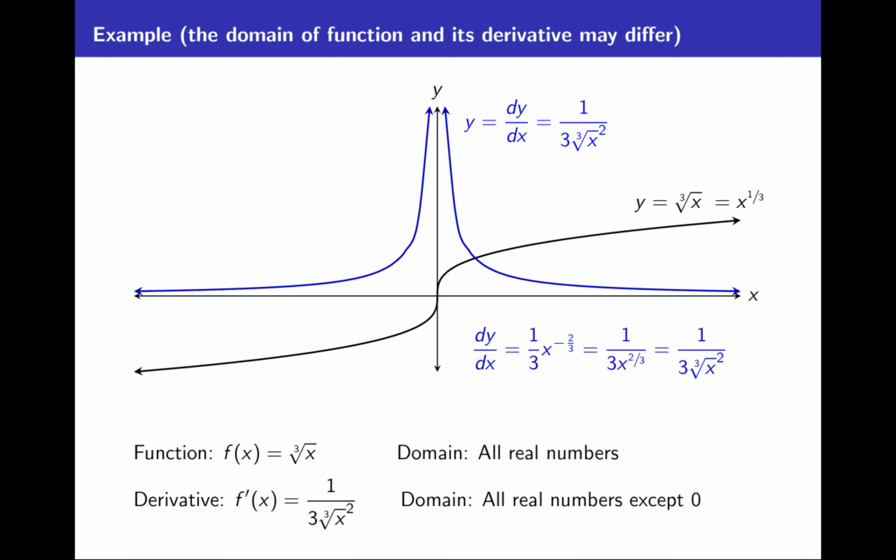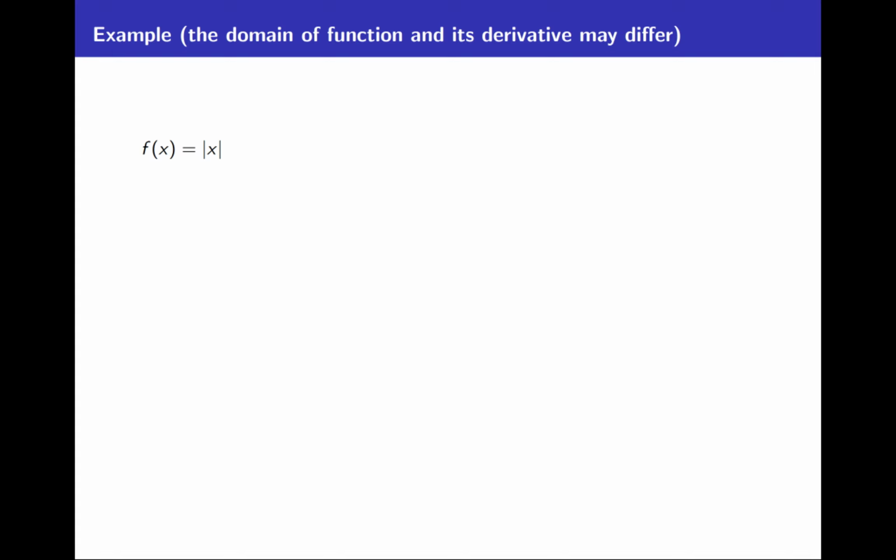Let's look at an example of another function that exhibits a similar kind of behavior. It's the function f of x equals the absolute value of x. Now, the absolute value of x is just plain old x if x is greater than 0, because there x is positive, so the absolute value doesn't do anything. But if x is less than 0, the absolute value of that negative number x is negative x, which turns it positive.